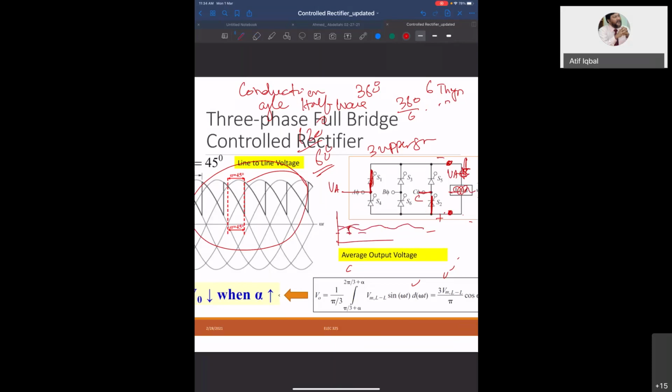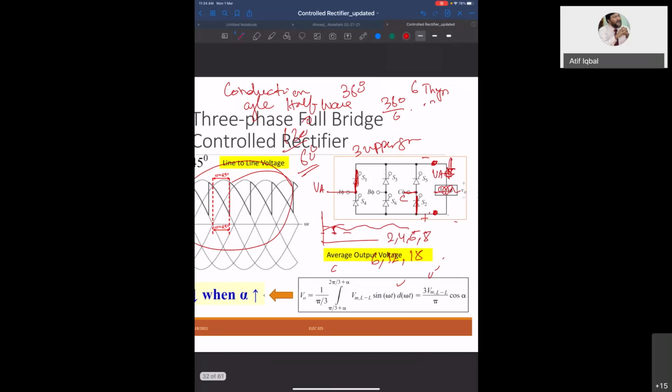And what are the harmonics that you see here? In the full wave single phase, you have seen it was 2, 4, 6, 8 like this. But in three phase, it will be multiples of 6: 6, 12, 18. These harmonics you will see. Understand the ripple in the current.